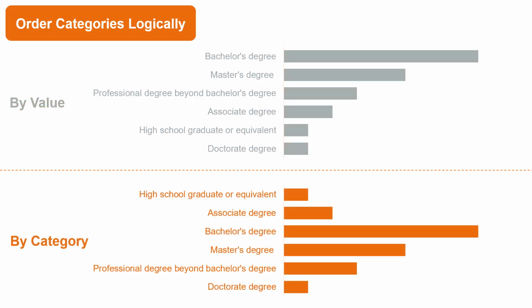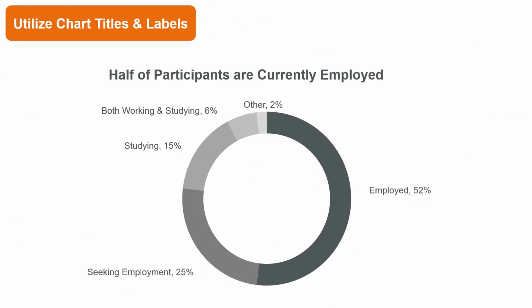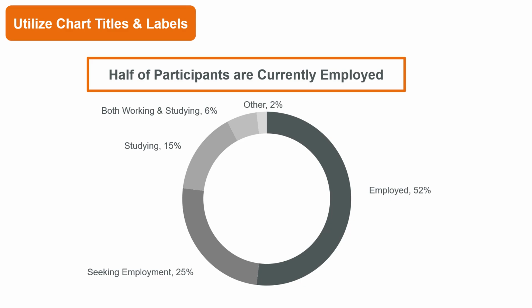When we order by category, we are able to order the education levels in a way that is significantly more logical to our readers. We also want to use specific, detailed chart titles that tell our readers what they are looking at. For example, in this chart, we are directly calling attention to the fact that 52%, or half of our participants, are employed, and we do so by specifically saying so in the chart title that we provide.